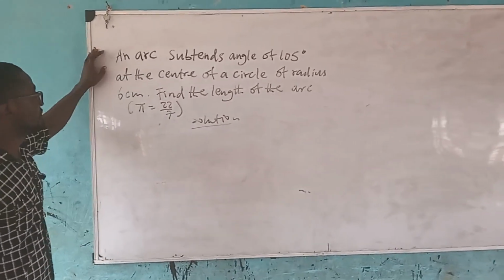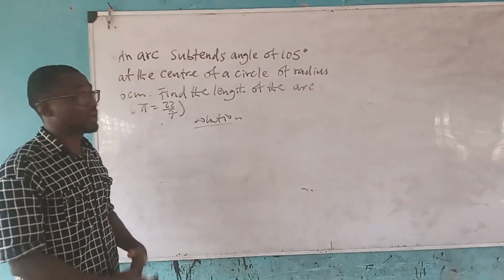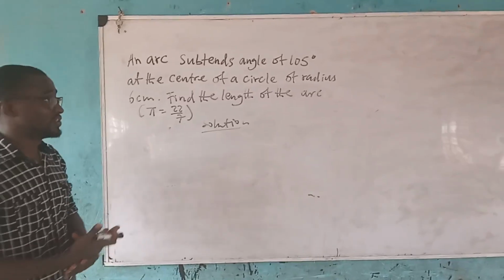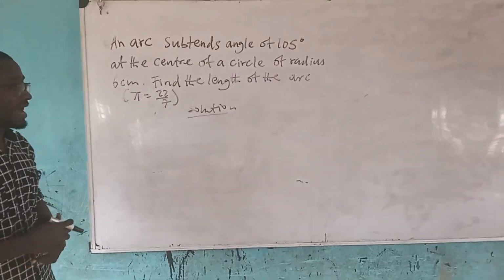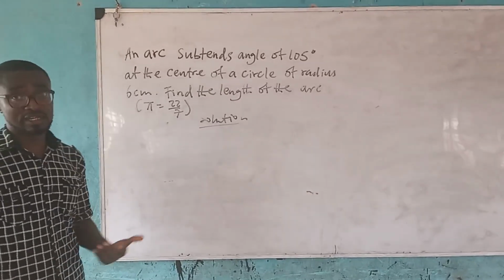Here we are given that an arc subtends an angle of 105 degrees at the center of a circle of radius 6 centimeters. Find the length of the arc. And we have to take pi as 22/7.